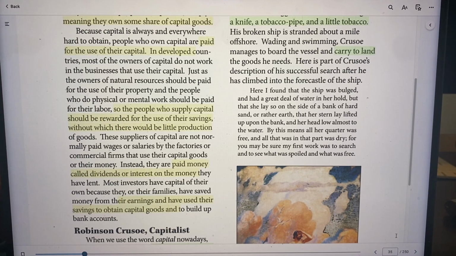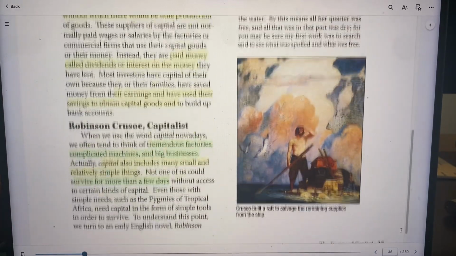Capitalism is a little different than the word capital, but you need capital. So anyway, we're going to go on and talk about Robinson Crusoe and how he was a capitalist.